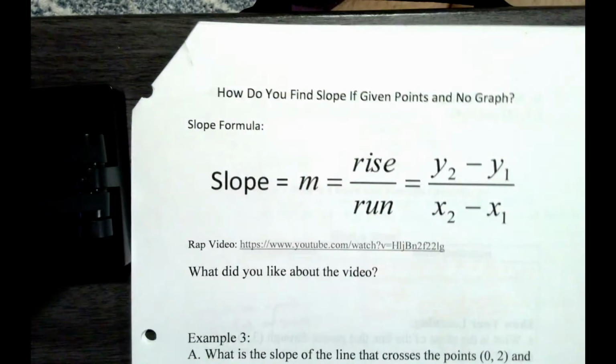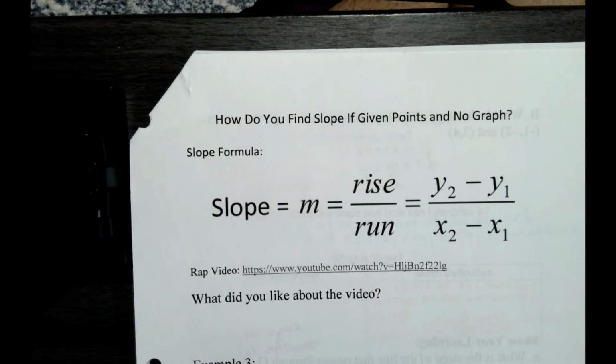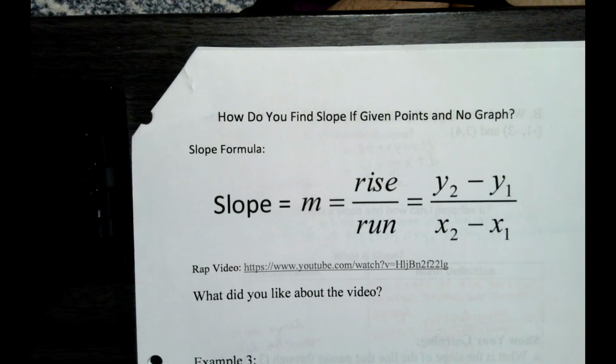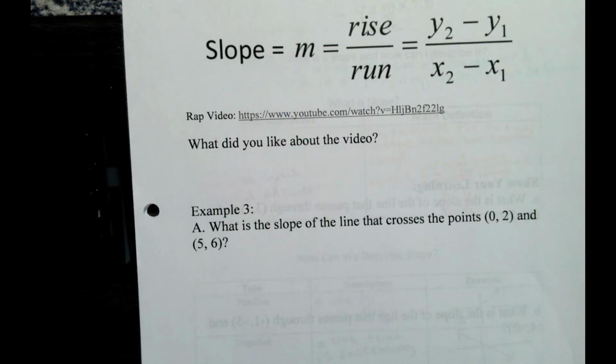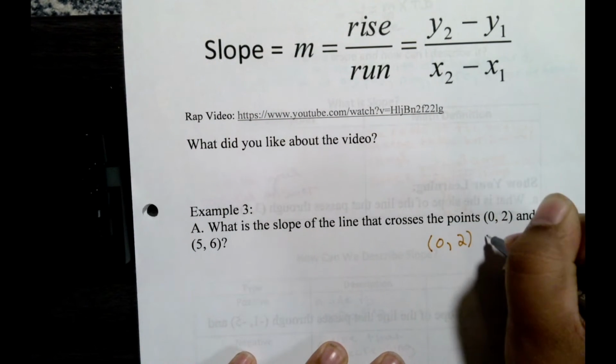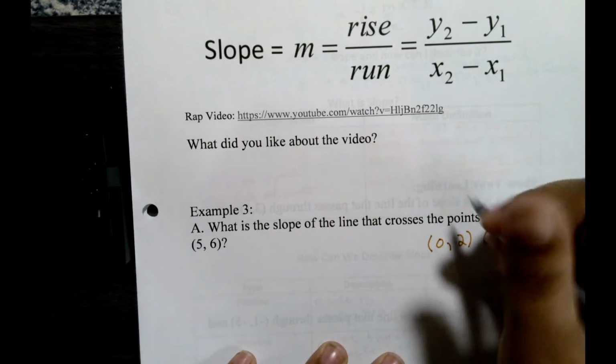So let's do a couple of examples. What is the slope of a line that crosses through the points (0, 2) and (5, 6)? So what I'm going to do is rewrite our points: (0, 2), (5, 6). It doesn't matter which point you start with, I'm going to tell you again, but you've got to stick with it. So I'm going to let this one be my y2, this one be my y1. If I let this be my y2, then this has to be my x2, and this has to be my x1.